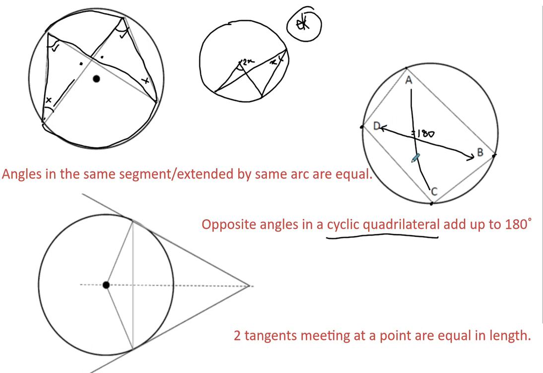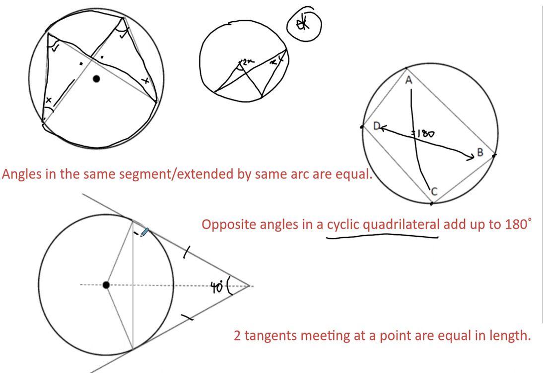Here, two tangents meeting at a point are equal in length. So you can tell if the triangle's drawn that way, that makes that an isosceles triangle. Let's just make that 40, and you get these two congruent triangles there. So let's make that whole angle 40. So of course that'll be 20 and that'll be 20.